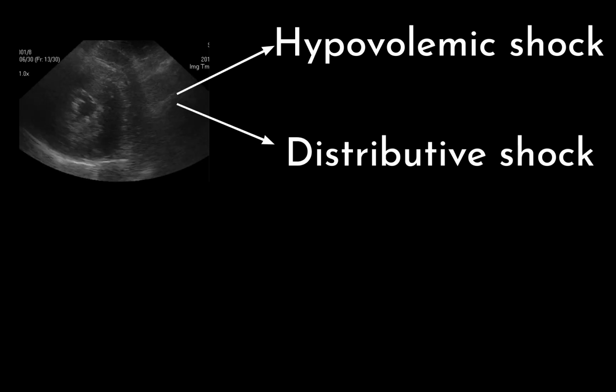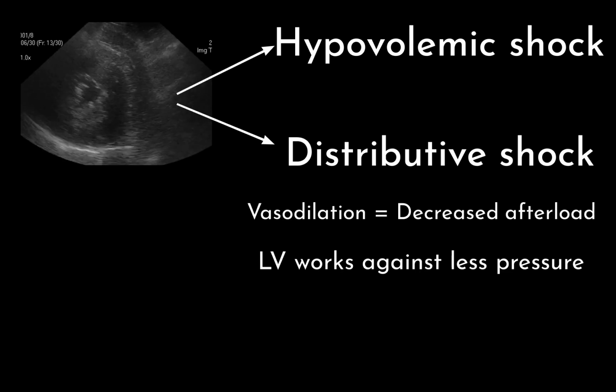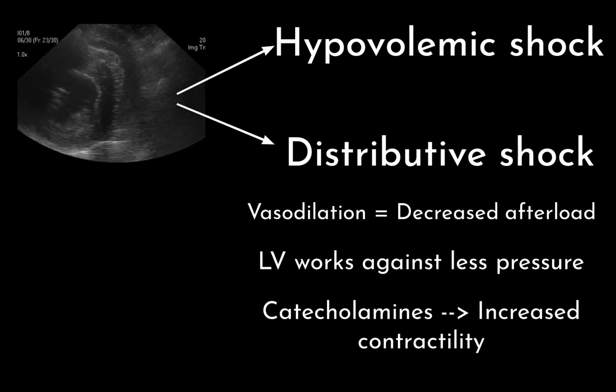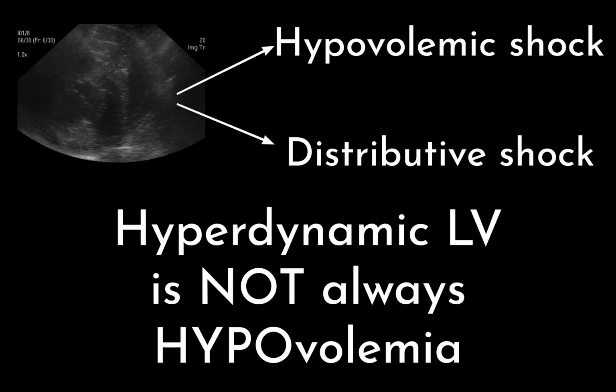Hyperdynamic LV is traditionally associated with hypovolemic shock. However, its presence doesn't always equal volume depletion in your patient. Besides hypovolemic shock, it may occur in patients with distributive shock or a global vasodilatory state. Arterial vasodilation causes decreased afterload for the left ventricle, making its job much easier. In addition, commonly increased sympathetic tone during the state of distributive shock further increases LV contractility. As a result of reduced afterload and endogenous catecholamine effects, the LV may appear hyperdynamic in the absence of hypovolemia.